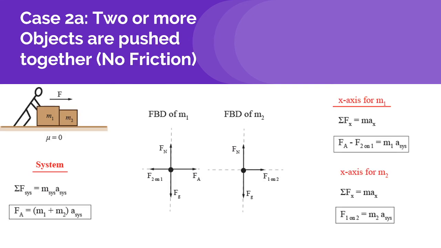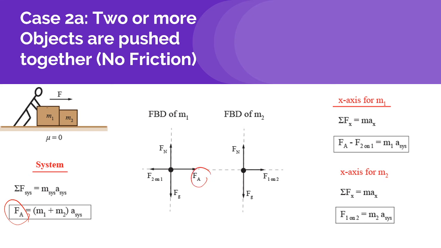Alright, another case. This time there's no string in between, but those two objects are basically in contact. So in that case, again, there's only one force that is getting the system to move, and that's the applied force. But action-reaction pairs in that case are going to be important because most of the time that's missed.